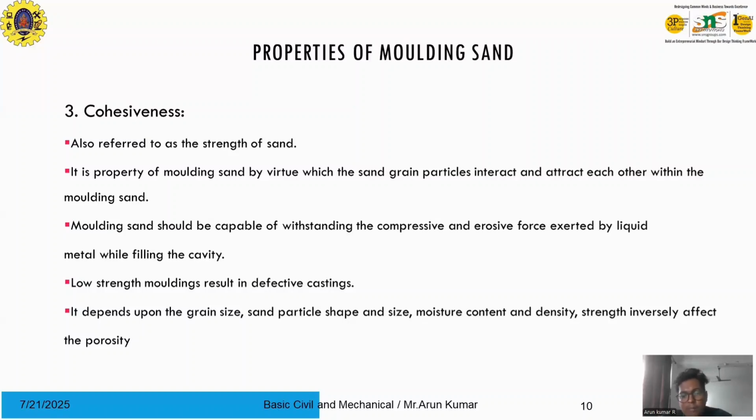Strength depends upon grain size, sand particle shape and size, moisture content and density, and strength inversely affects the porosity. So for cohesiveness, the main focus is to find the strength of the sand, and the lowest strength of the molding sand results in defective casting.